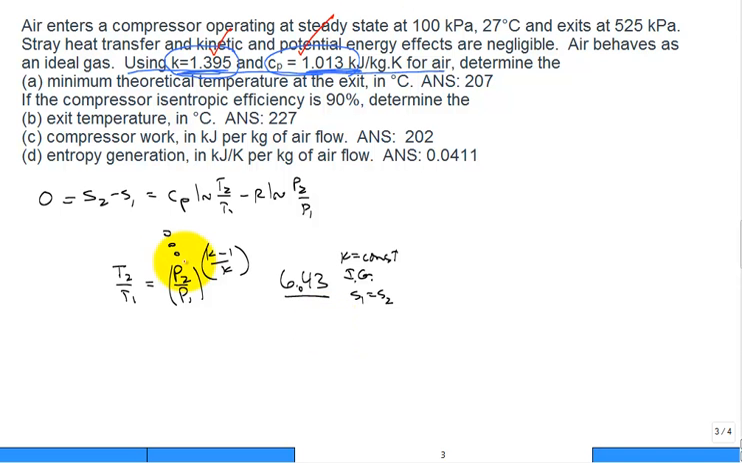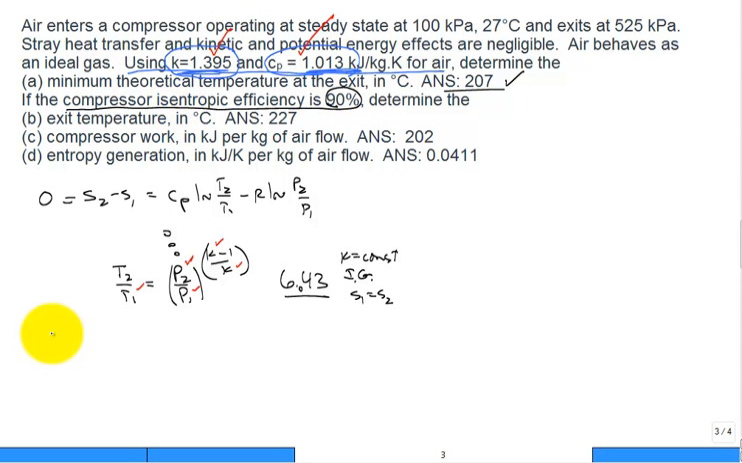Well, for this, what do we have? We have our inlet and exit pressure. We have our K's given. And we have our inlet temperature. You can calculate T2 minimum. And it comes in Kelvin. And then you convert it to degrees C. And that's your answer.